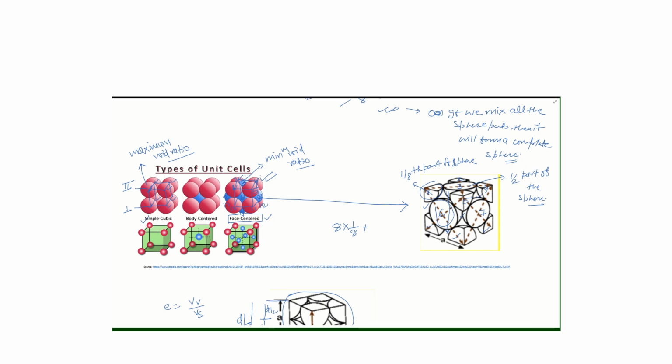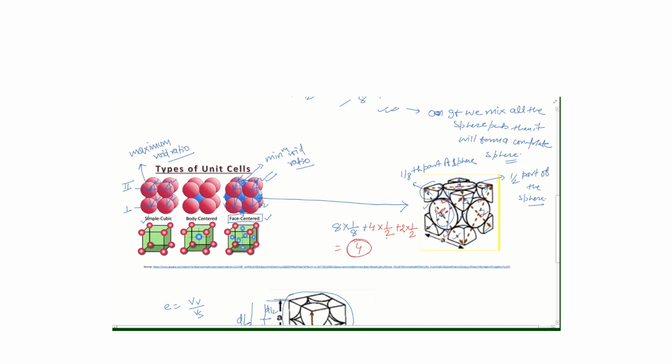I just change my color. You will have 4 different spheres, first one, second one, and 2 are on the opposite side. So these 4 spheres each contribute half of their part. So 4 into 1 by 2, plus one is at top and one is at bottom. So the 2 spheres are also contributing their half. So the total number of spheres is 4. So for forming this configuration, we require 4 different spheres.